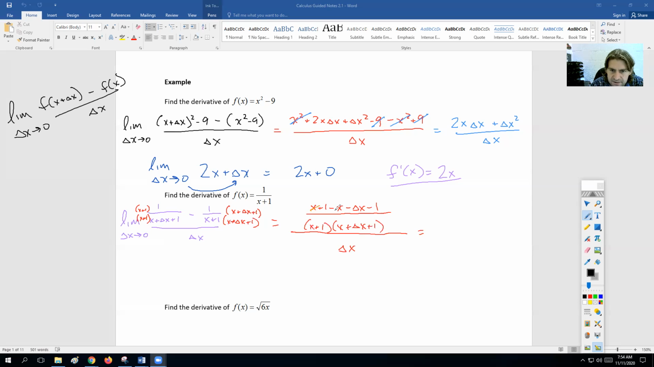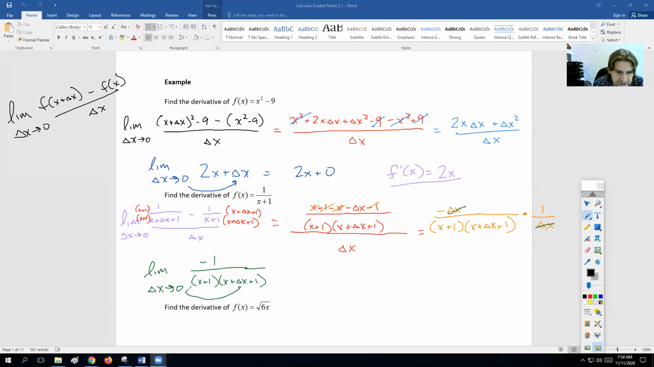All right, so let's see. The x cancels out the x. The 1 cancels out with the 1, and we get a negative delta x over an x plus 1 times an x plus delta x plus 1. Now, the other thing is we got to divide by delta x here. So instead of dividing this fraction by delta x, we can multiply by 1 over delta x, which then will cancel out this delta x. And so going back to the limit here, we will have a negative 1 over an x plus 1 times x plus delta x plus 1.